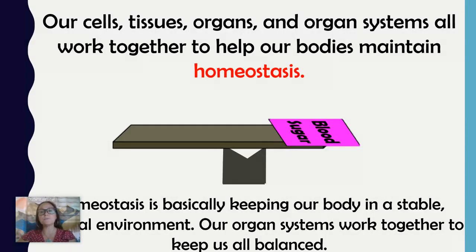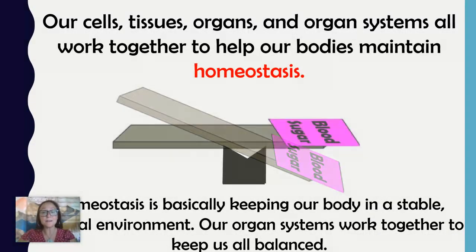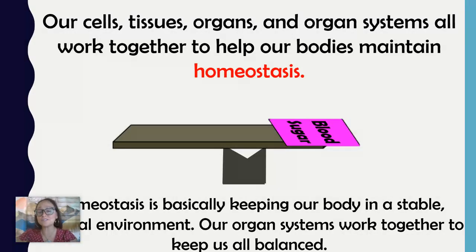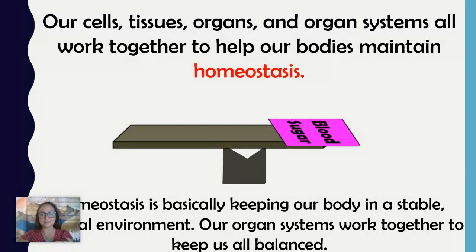So, for example, let's use blood sugar. Let's pretend that your blood sugar levels drop, you haven't eaten for a while. Your endocrine system and your circulatory system are going to work to try and bring you back to balance. And then let's pretend you eat a meal, which is your digestive system. So your blood sugar levels rise. Again, it'll be your endocrine system and your circulatory system working to bring you back to balance.